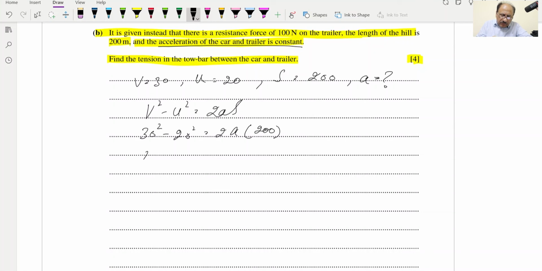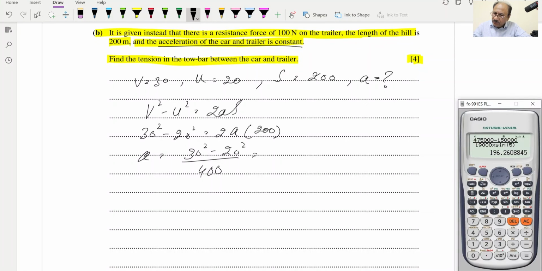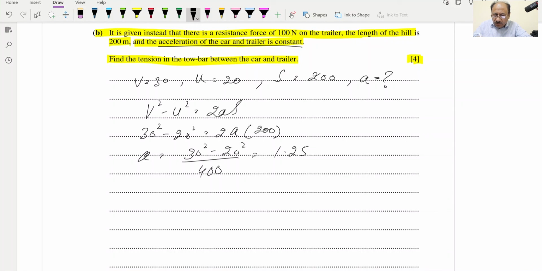So a will be equal to 30 squared minus 20 squared divided by 400, and this will be the acceleration. 30 squared minus 20 squared divided by 400, and this will be equal to 5 by 4, or we can write 1.25, and it's acceleration, so meter per second square will be the units.